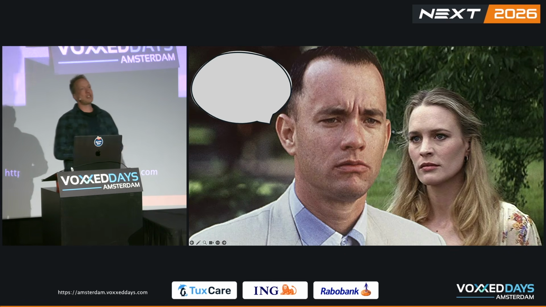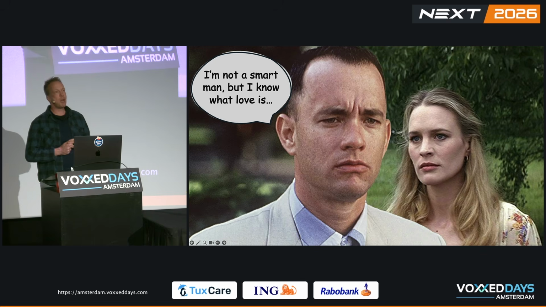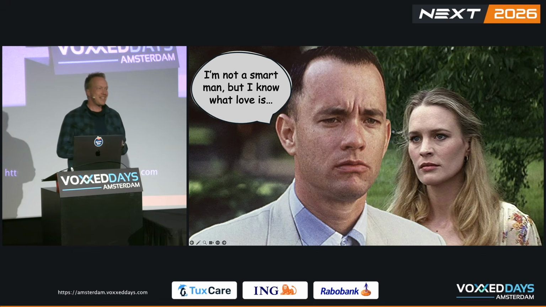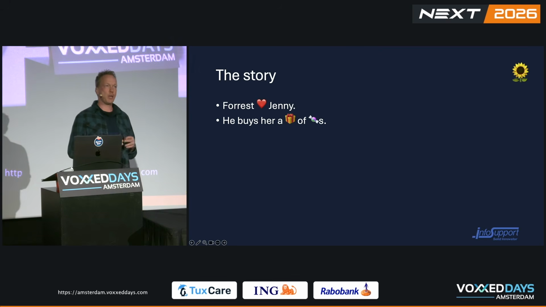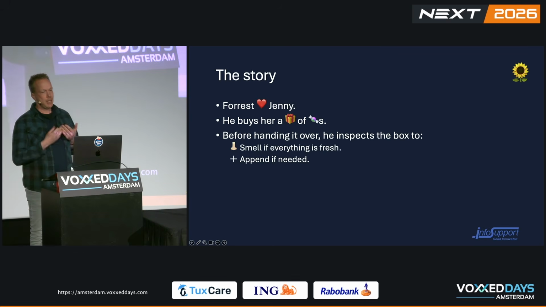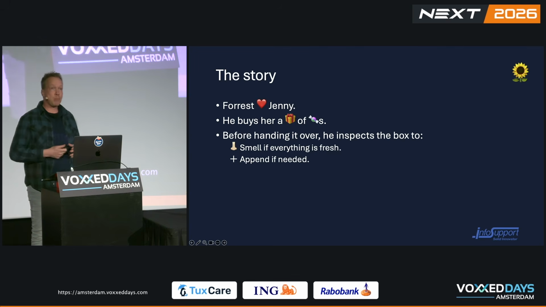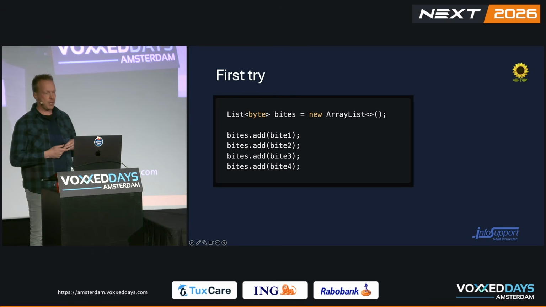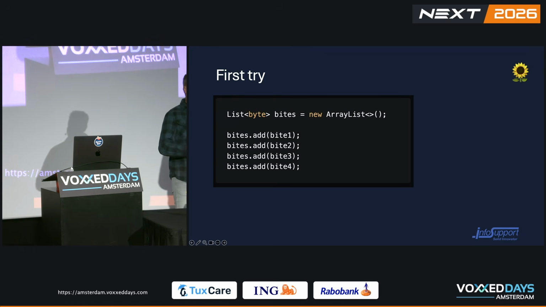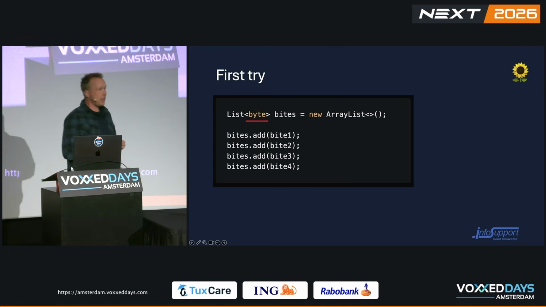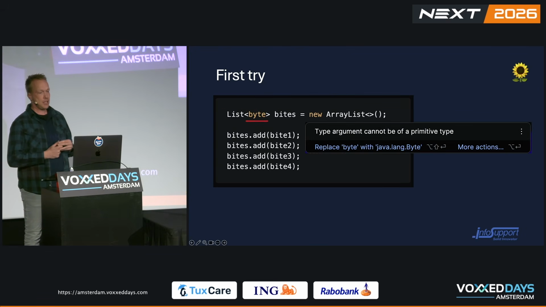So one day Forrest says to Jenny, "I'm not a smart man, but I know what love is." So he decides to buy her a box of candies. But he really wants to make sure that everything is all right. So before handing it over to her, he inspects the box to smell if everything is fresh and append some items to the box if needed. So those are his requirements. And his first try is he makes a list of bytes and he adds a few bytes to it. When compiling this code, it doesn't compile and it says type argument cannot be of a primitive type. But why?